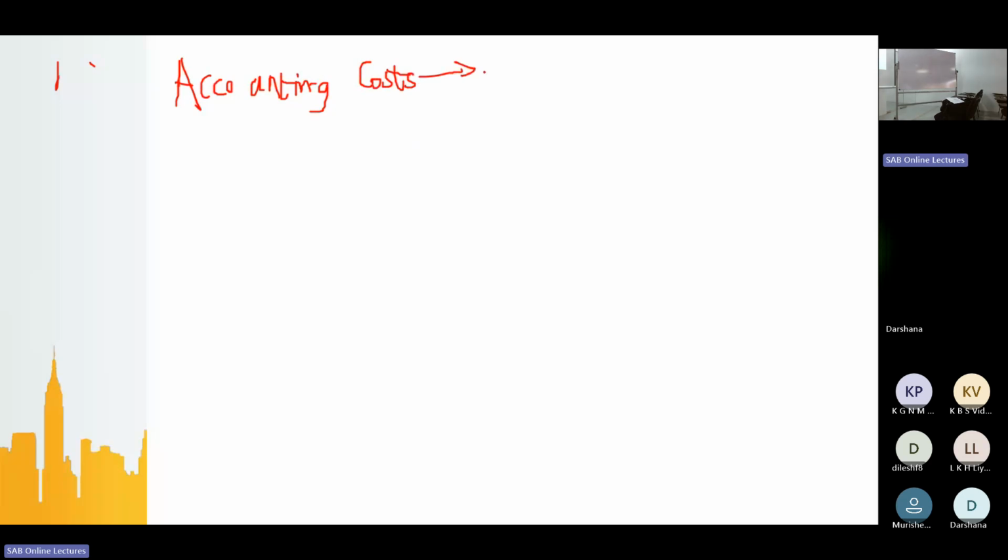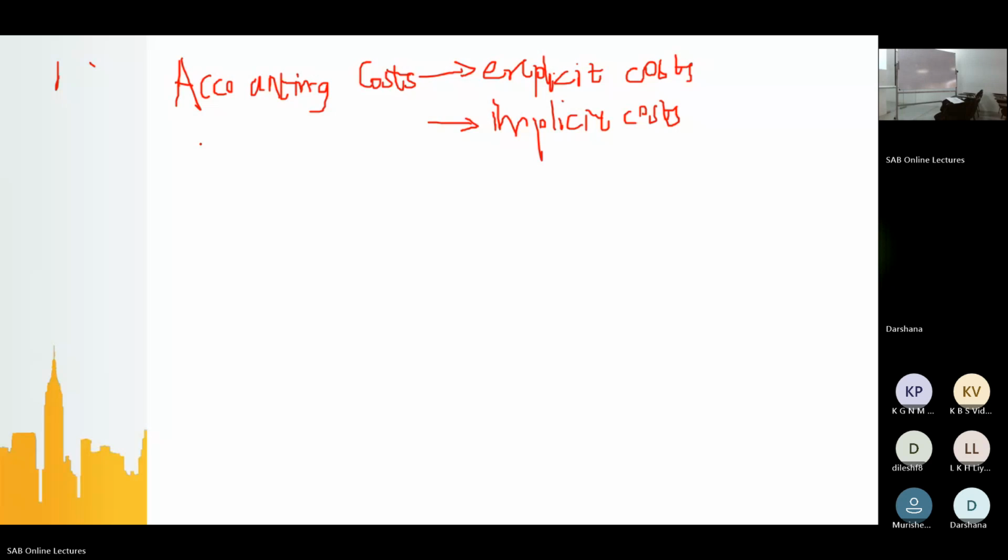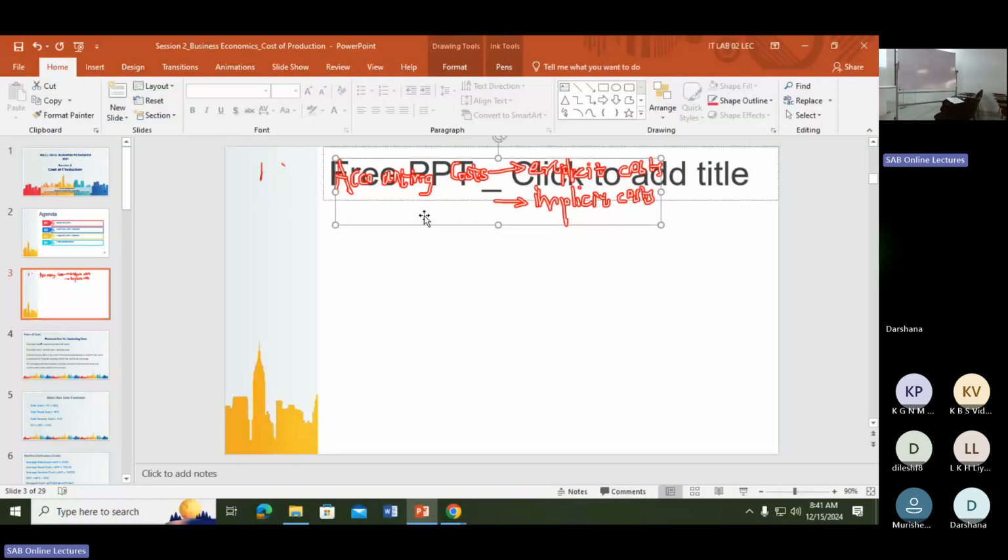We also call them explicit costs. And there is another version of costs which are implicit costs. And implicit costs are the costs incurred for own resources.